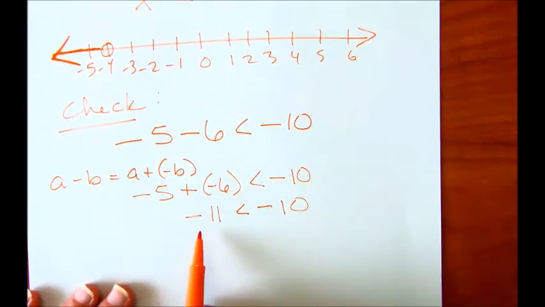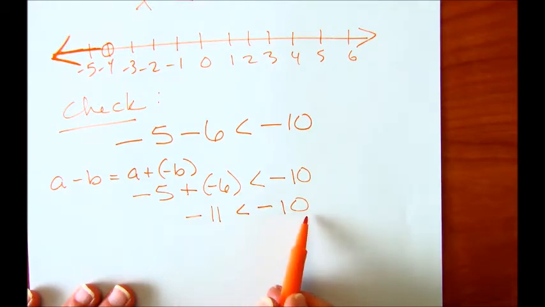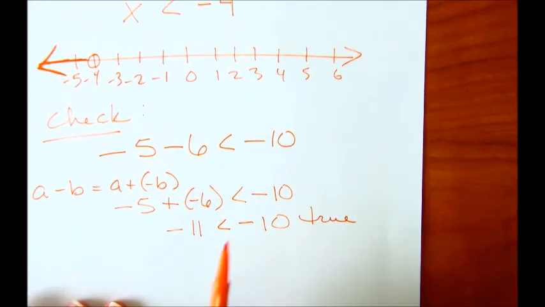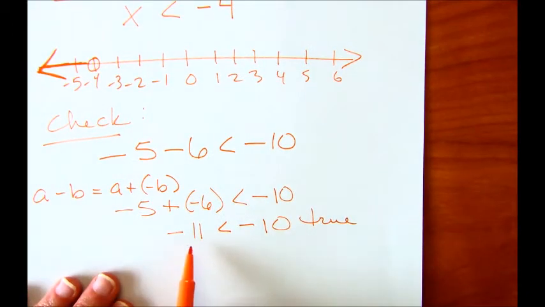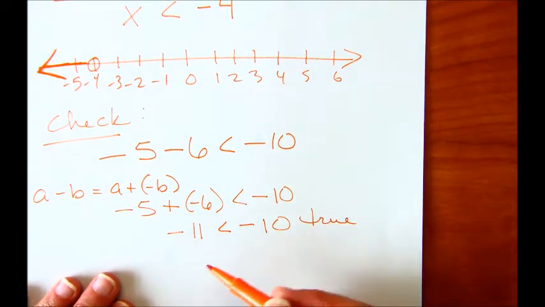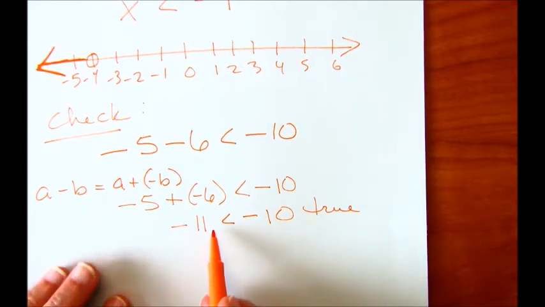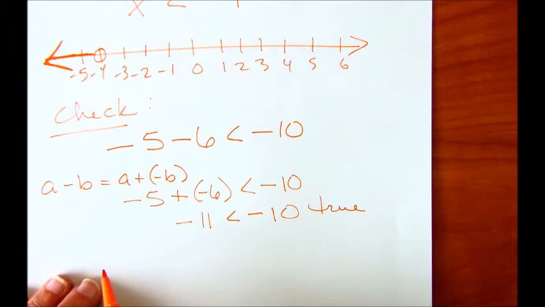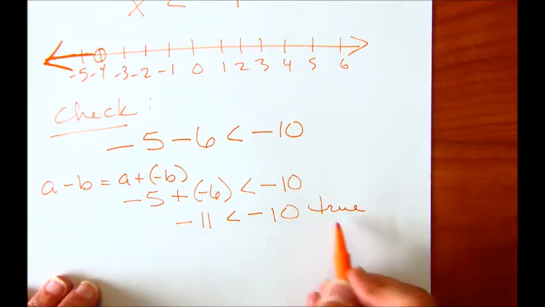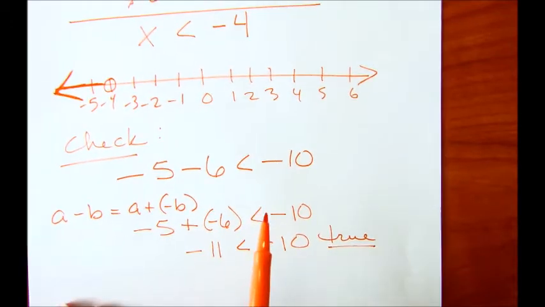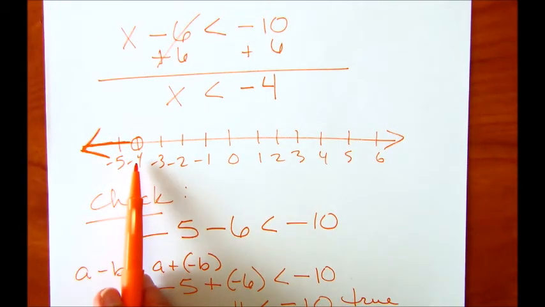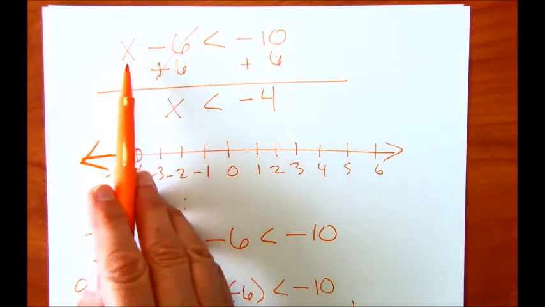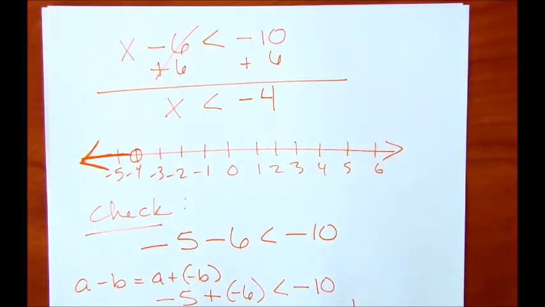And we're saying that -11 is less than -10, and that is a true statement. You might think, well, wait a minute, 11 is bigger than 10, but we're working in negatives here, so the further away from 0, the smaller the number becomes. Okay, so this is true. So any number less than -4 is going to make this inequality correct.